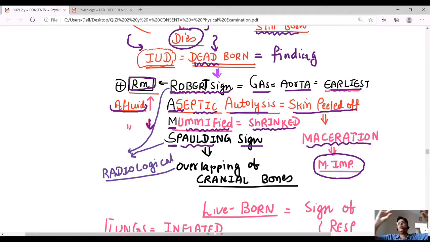R for Robert's sign, air in the aorta, radiological sign, earliest sign. A for aseptic autolysis: surrounded by amniotic fluid, the fetus's skin will be peeled off. This is known as maceration, the most important sign. M for mummification: if amniotic fluid is less, the fetus is converted into a shrunken mass, mummification. And overlapping of the cranial bones is Spalding sign. Robert's sign and Spalding sign are radiological signs.